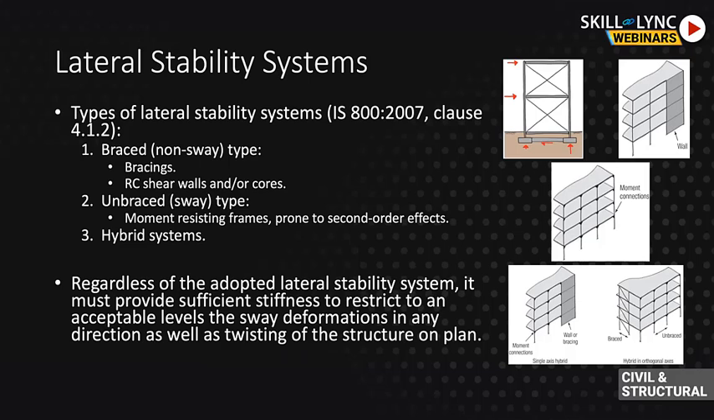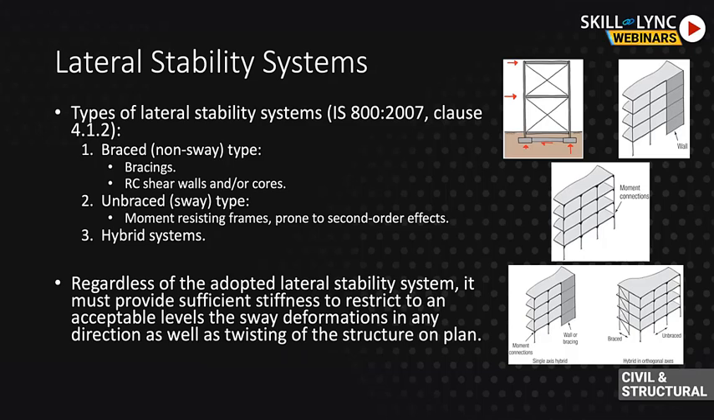And the third type, which is basically a mixture of both. So you can mix and match. In one direction, you might have bracing and shear wall. In the other direction, you might have moment resisting frame. So you can have it either mixed in a hybrid system in one axis or in both axes, as illustrated by the bottom image.